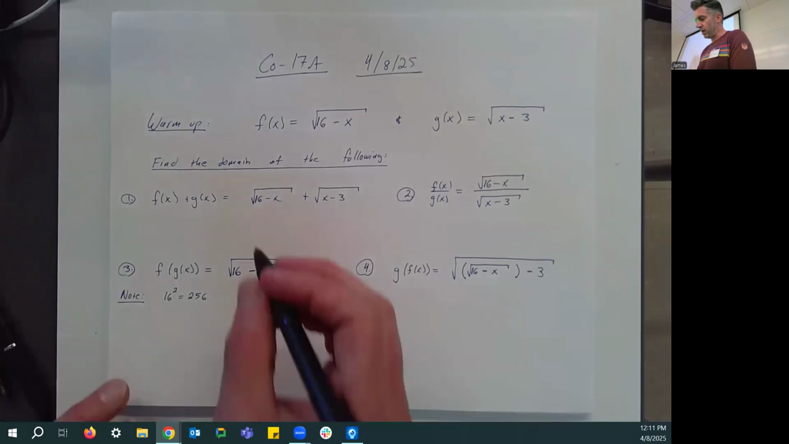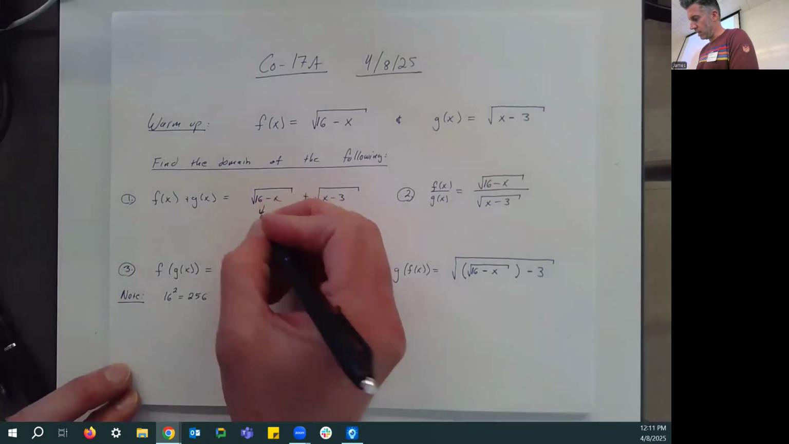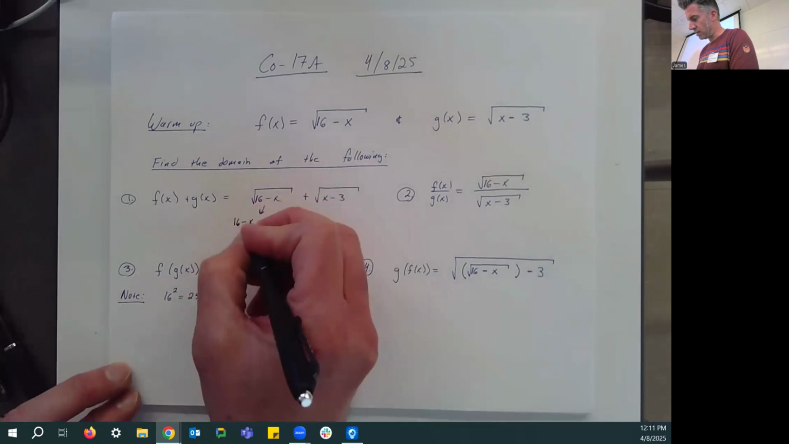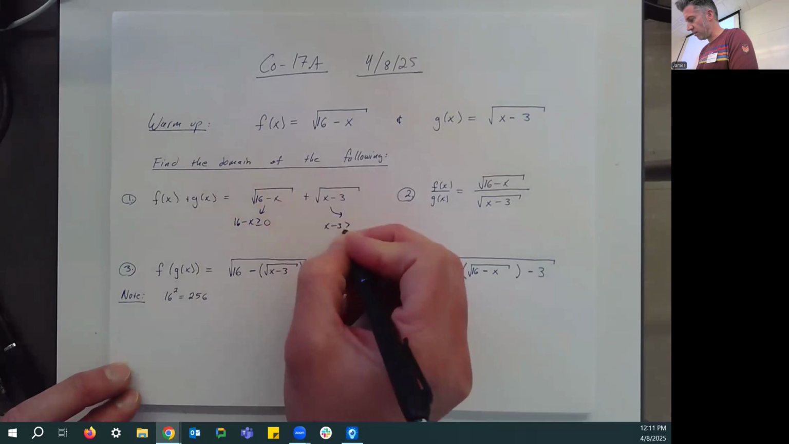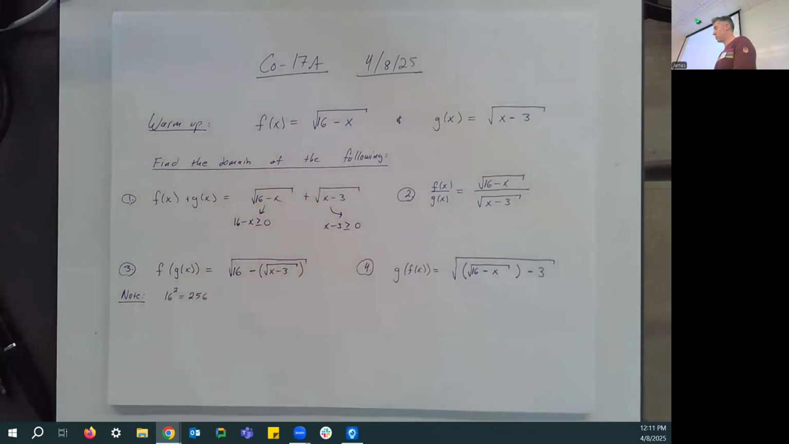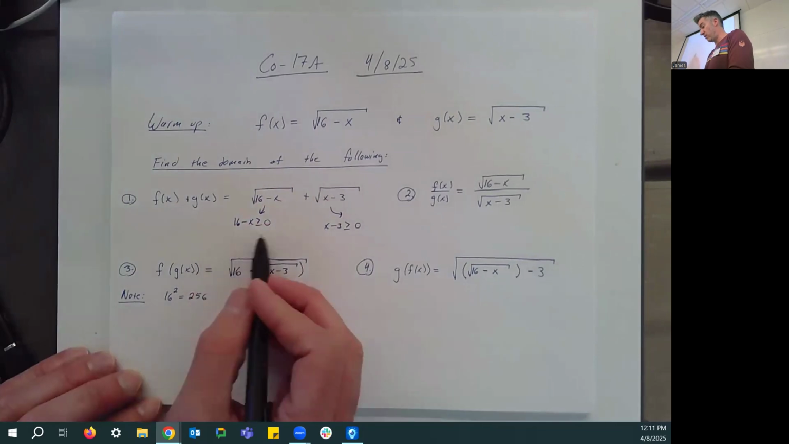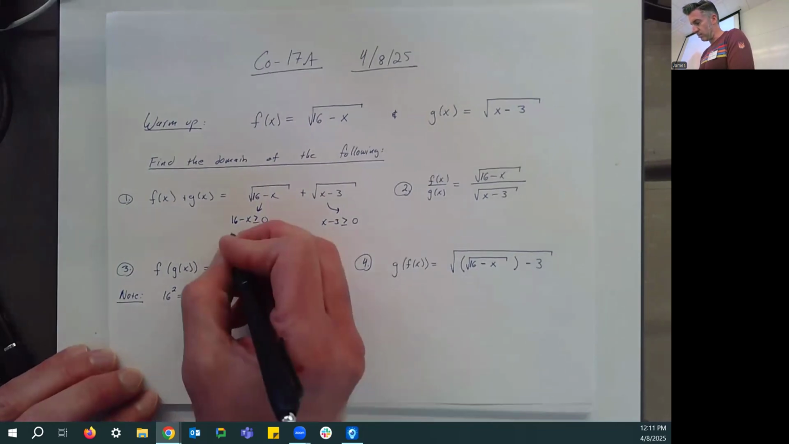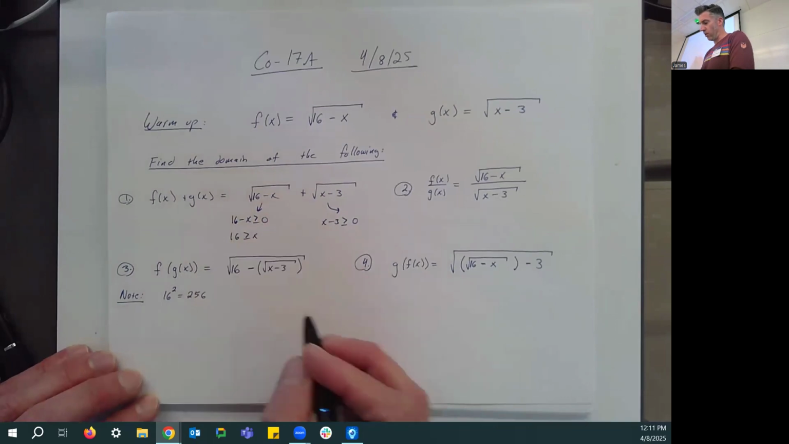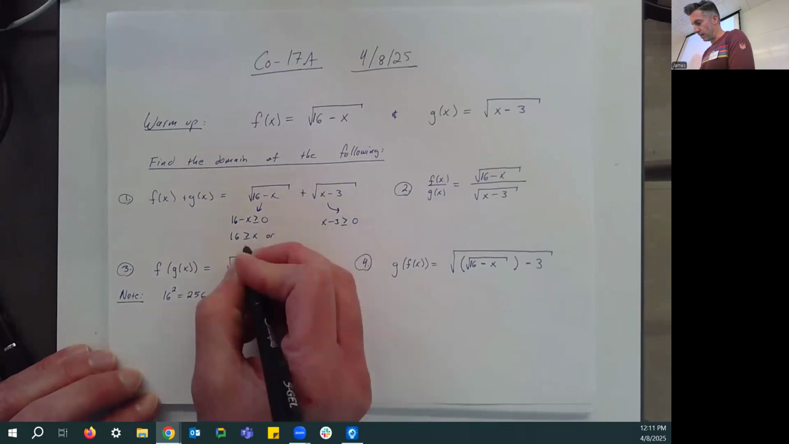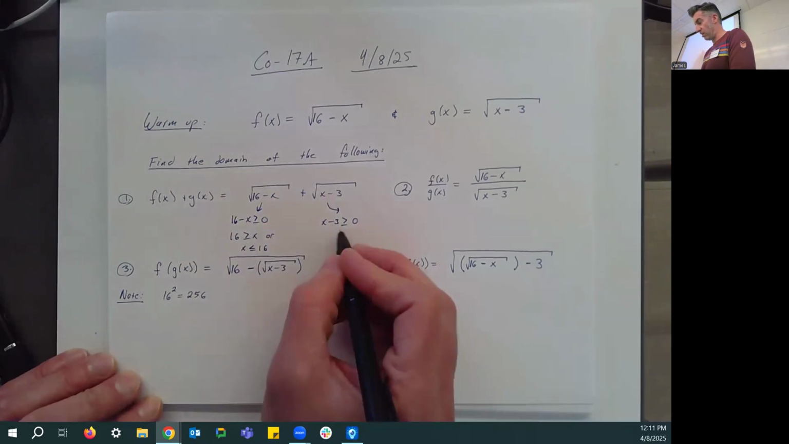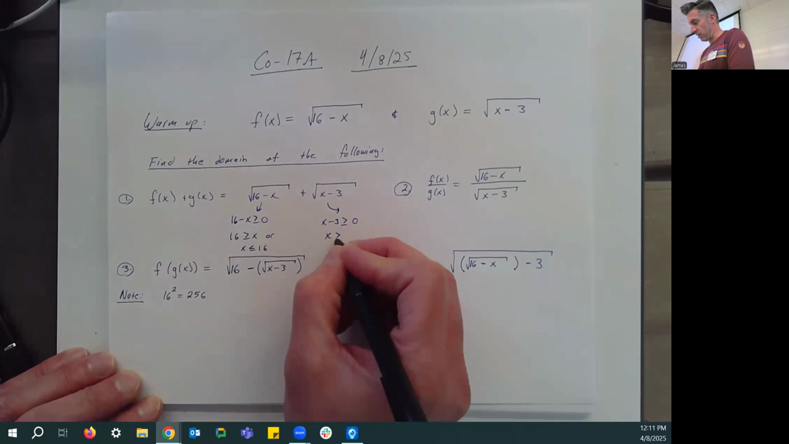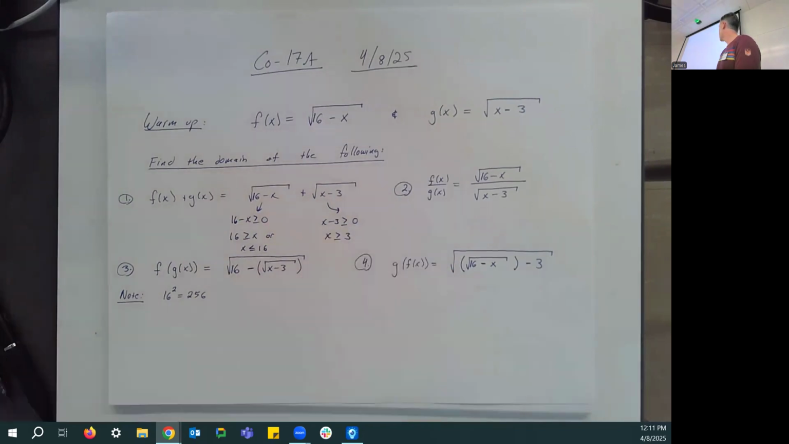So I would point out here, we need each of these arguments, 16 minus x and x minus 3, to be greater than or equal to 0. In this first one, I would add x to both sides to get 16 is bigger than or equal to x. Or if you prefer, you can write x less than or equal to 16. Similarly, over here, I would add 3 to both sides and get x bigger than or equal to 3. So it looks like we need x to be between 16 and 3.